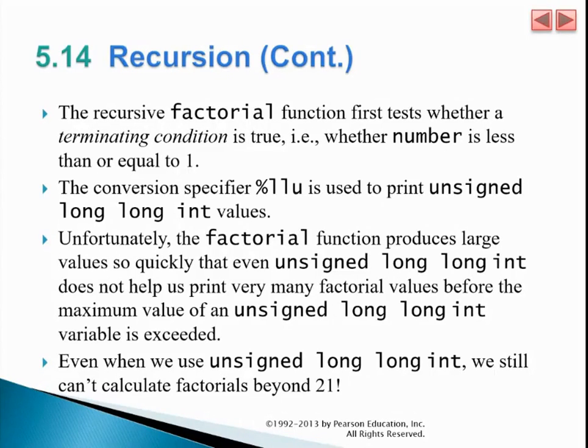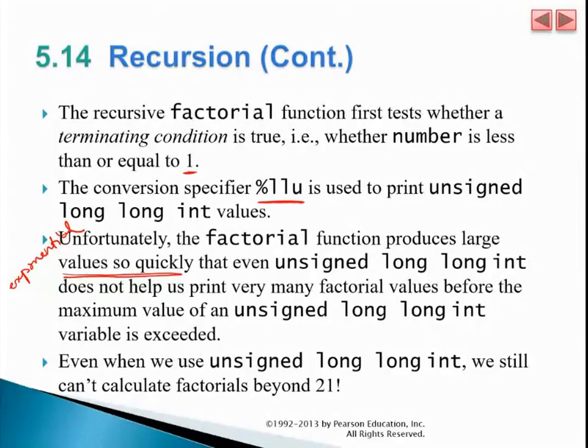The recursive factorial function first tests whether a terminating condition is true, that is, the number is less than or equal to 1. This is the first thing the factorial function does. If this is true, the function returns from there. If it is not true, another recursive call is made, and we have used this LLU, long unsigned int, to print these values, because the factorial function produces large values so quickly. This is called exponential increase.